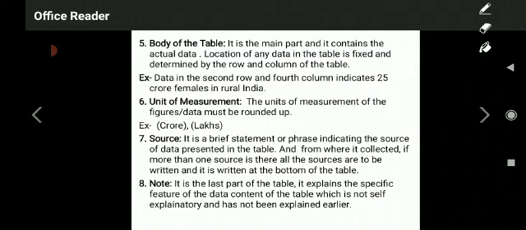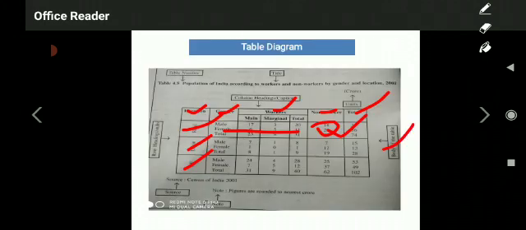If you want to see that in the diagram, look at this. Here it is. The unit like crore is rounded up. To make it very clear whether data is in percentage form, or in rupees, crores, lakhs, or units form, we have to round up that unit of measurement without fail.